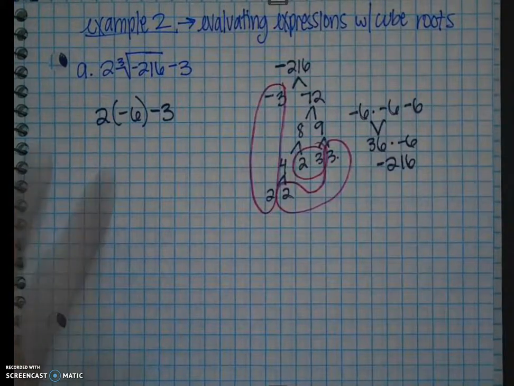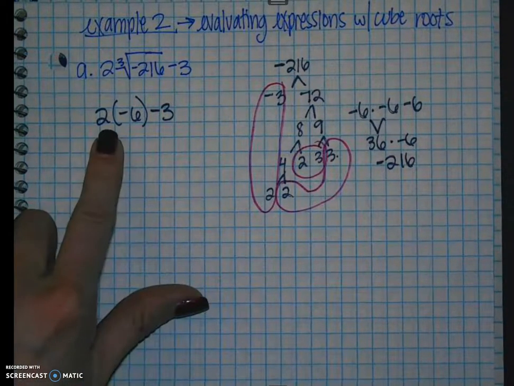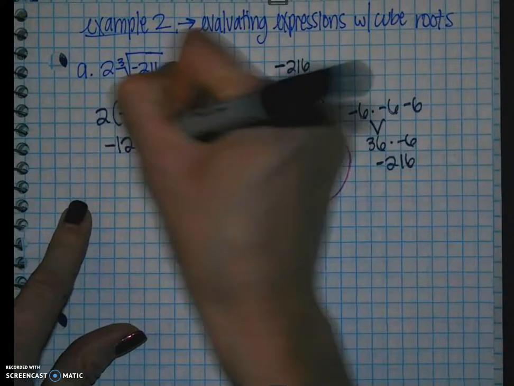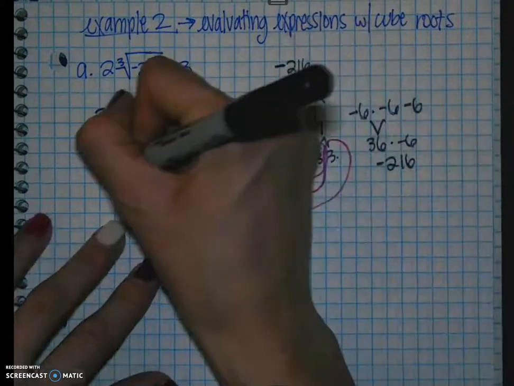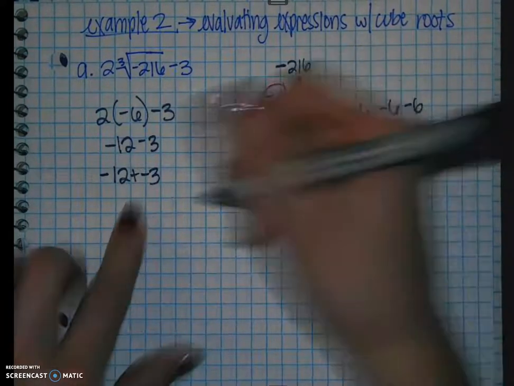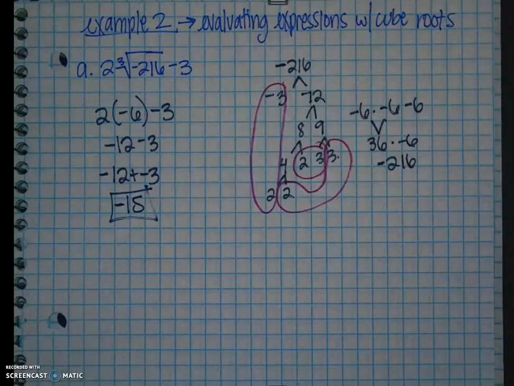Now that we've solved that, you guys should be able to do this. So order of operations, say multiplication first. 2 times negative 6, negative 12, bring down your problem. Negative 12 minus 3, guys, that's the same thing as saying you have negative 12, and then you're adding 3 more negatives. Your answer is negative 15. Okay? Make sure you guys get that written down, and I'm going to write down your next problem.